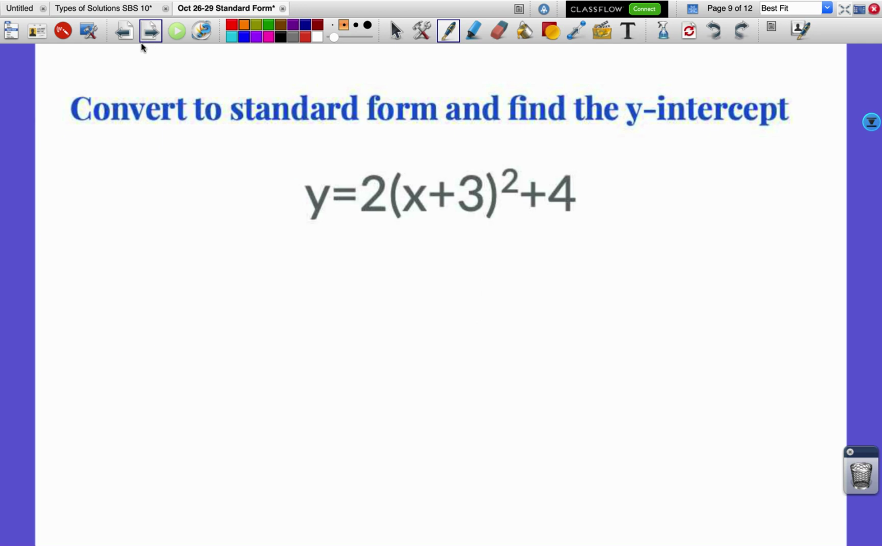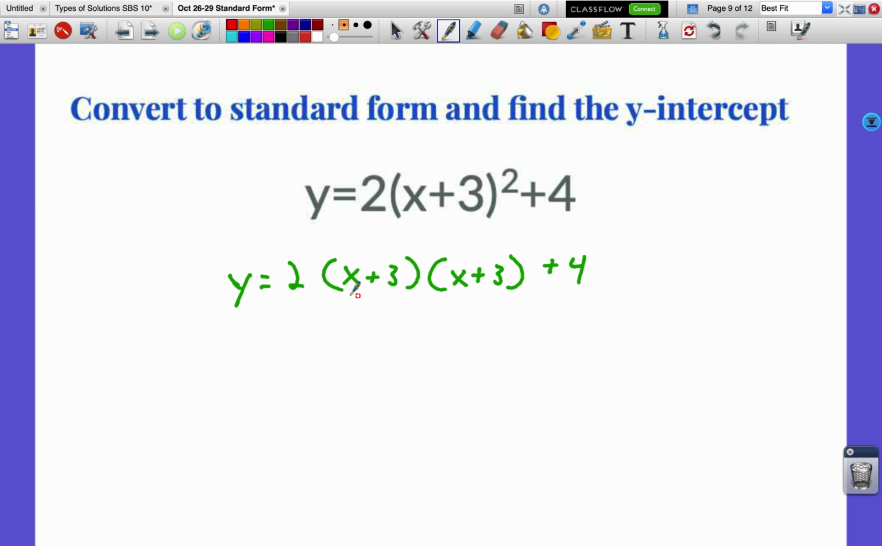All right. So here we've got an equation in vertex form. We're being asked to convert to standard form and find the y-intercept. Here we're practicing another technique we learned in the last lecture, which is foiling. But now we've got an a value. I don't think we saw that last time. So y equals 2 times x plus 3 squared. Whenever I have something squared, that means take the base and multiply it by itself that many number of times. So x plus 3 times x plus 3 plus 4.